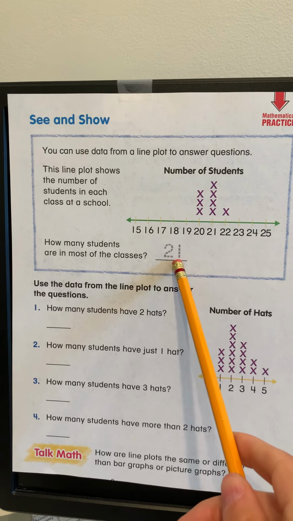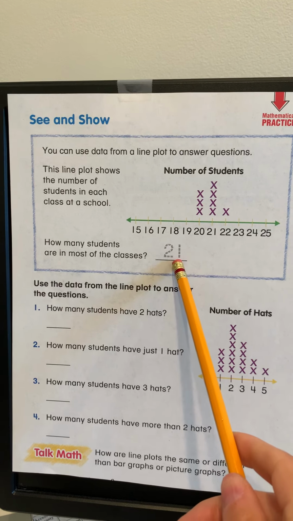So now let's look down below. We're going to use this line plot about the number of hats. They want to know how many students have 2 hats. So what you're going to do is look at number 2 on the line plot. You're only going to count those X's. Question number 2, how many just have 1 hat? Again, you're going to look at question number two, and then only look at number 1 down here. How many students have just 1 hat?